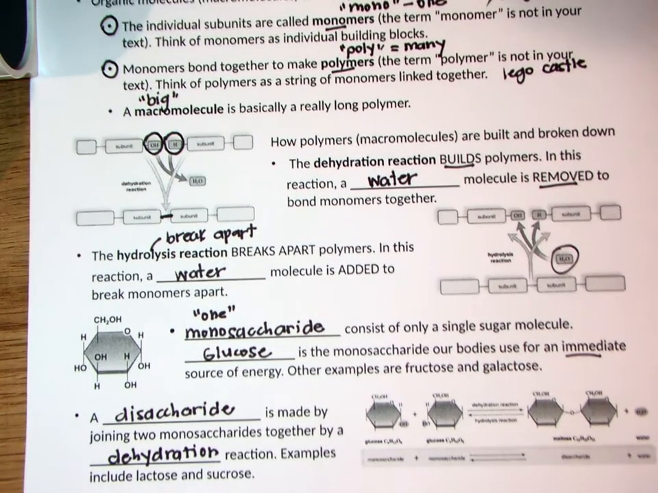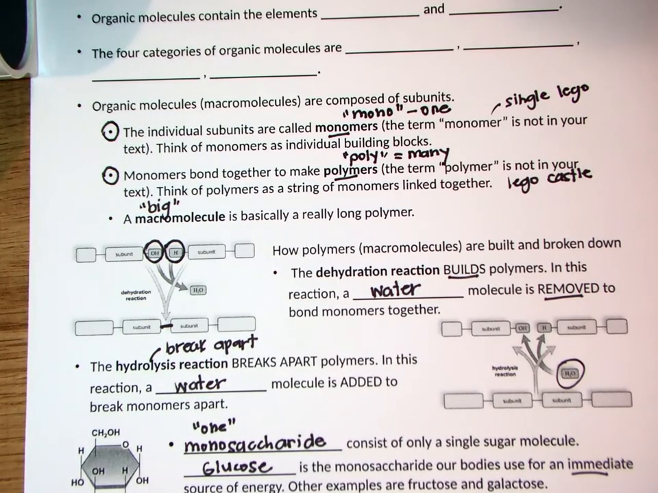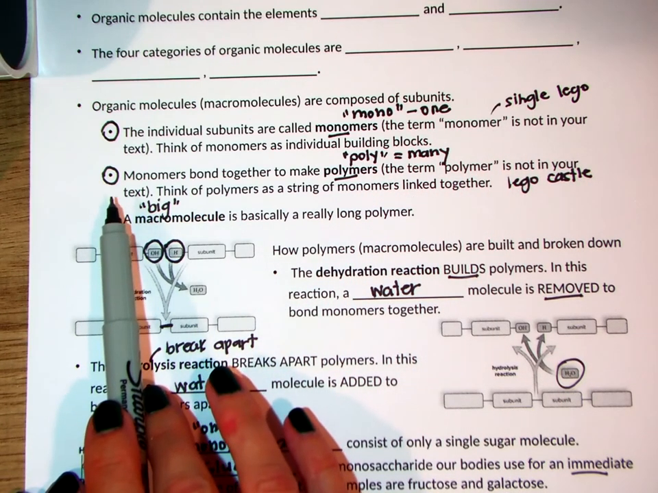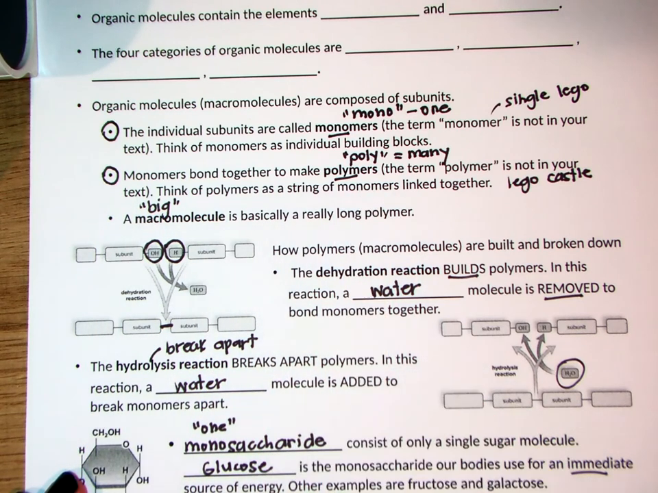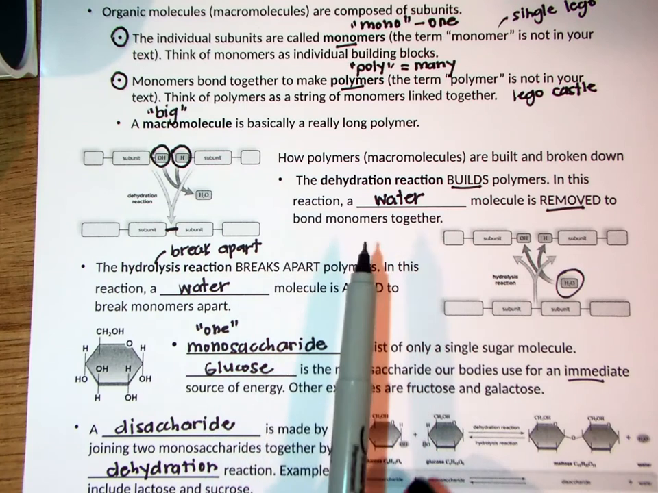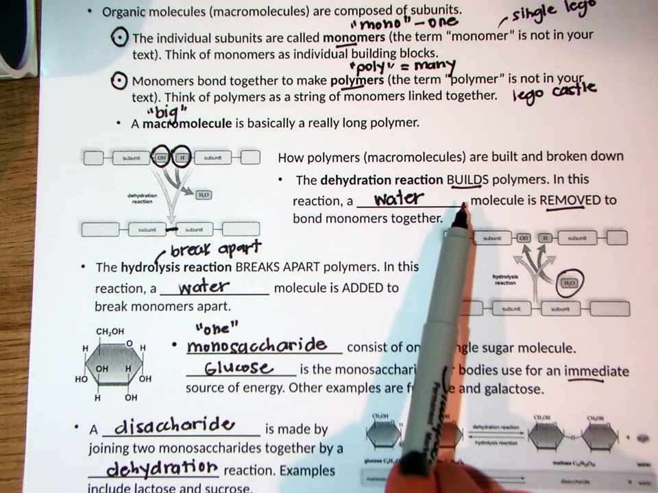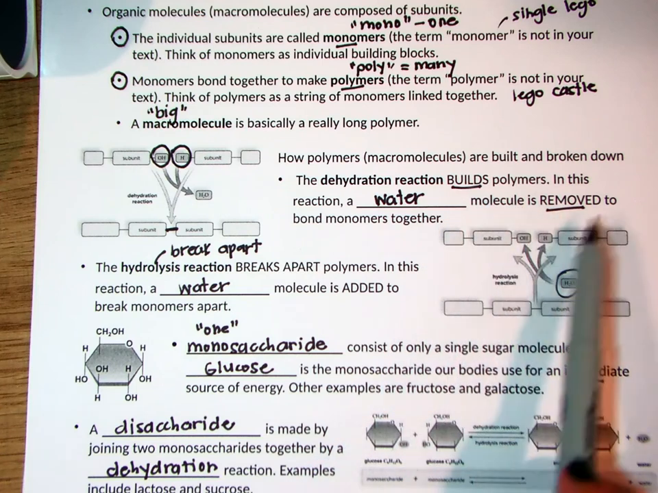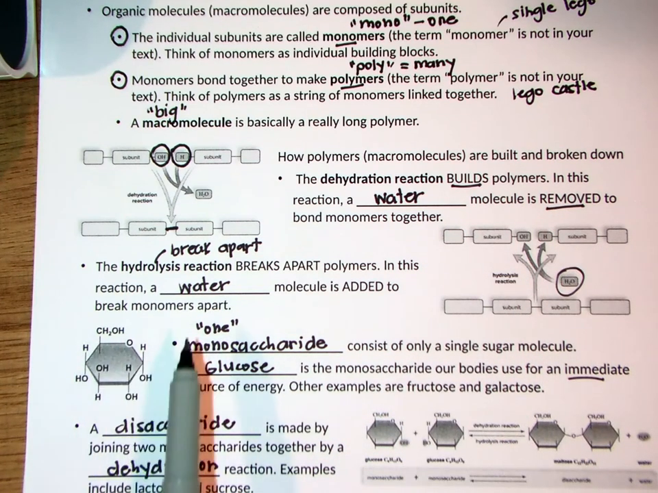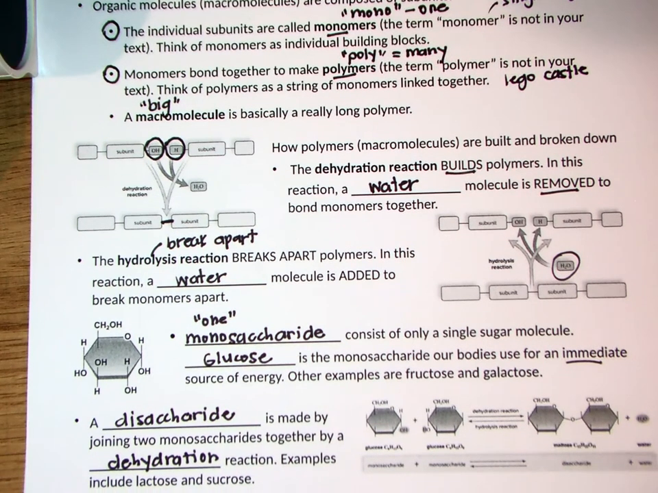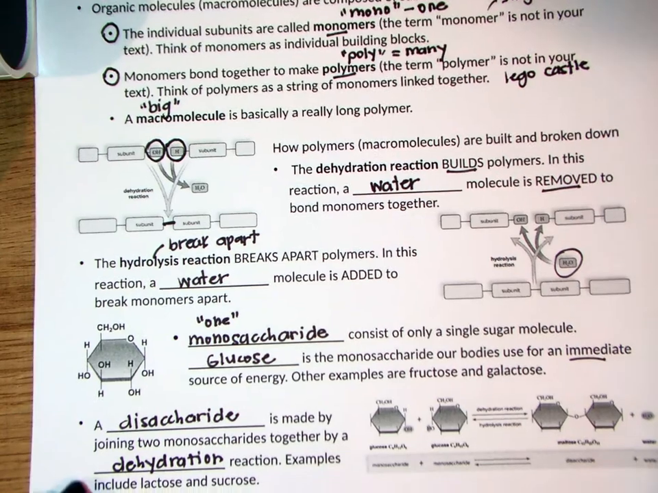So I'm going to repeat the main things that you should know here from this page. Know that a monomer is like a single building block, and when you stick those monomers together with dehydration reactions, you get polymers. Polymer meaning many. And then make sure you understand the dehydration and hydrolysis reactions and know that dehydration builds polymers, and we lose a water molecule during this. And with hydrolysis reactions, they break apart polymers, and a water molecule is added to break them apart. Alright, that was a lot of information on one little page there.